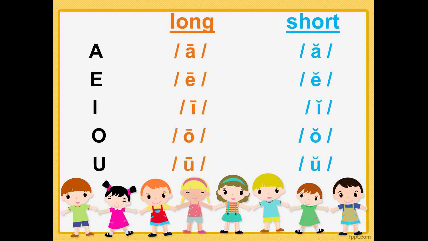Now let's give the long sound and the short sound of the vowels. For letter A, long sound is A. Short sound, a. You notice the difference? For letter E, the long sound is E, and the short sound is eh.